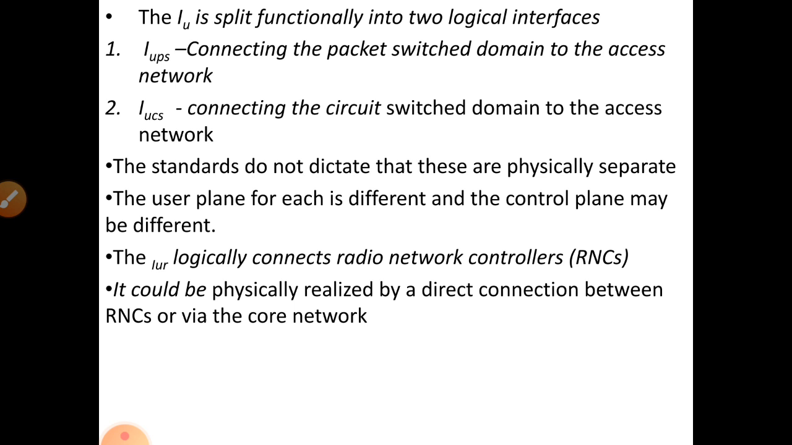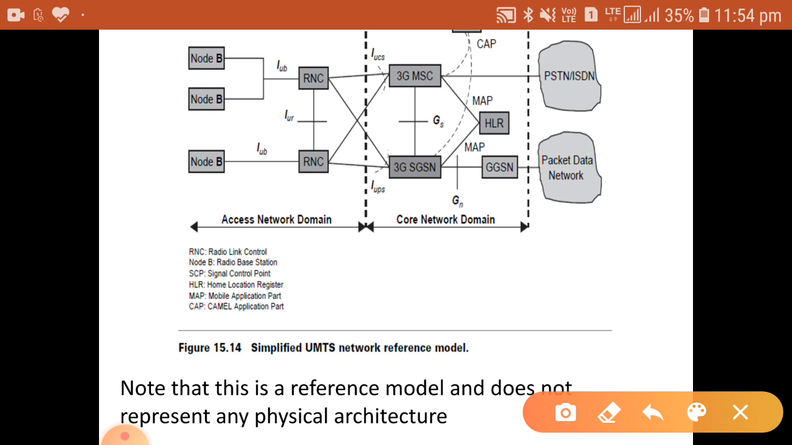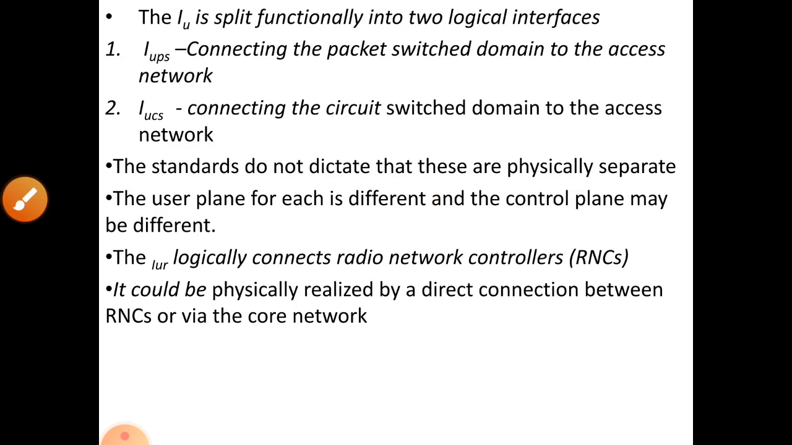And the third one will be the IUR interface. I will show in the diagram. So this will be the IUR interface. This IUR logical interface connects several radio network controllers. In this diagram, this IUR interface connects the RNCs. RNC stands for radio network controller. One more important point: this IUR interface will be physically realized as a direct connection. It is not an indirect connection; it will really be a physical direct connection between RNCs.